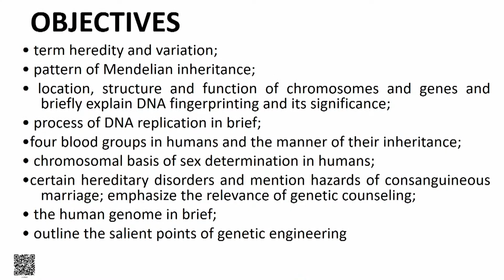Now we will talk about the objectives of this program. First we will define heredity and variations, the pattern of Mendelian inheritance, the location, structure and function of chromosomes and genes, and briefly discuss DNA fingerprinting and its significance. Next we will talk about the process of DNA replication in brief, blood groups in humans and the manner of their inheritance, and the chromosomal basis of sex determination in humans. All of these we are discussing very briefly.